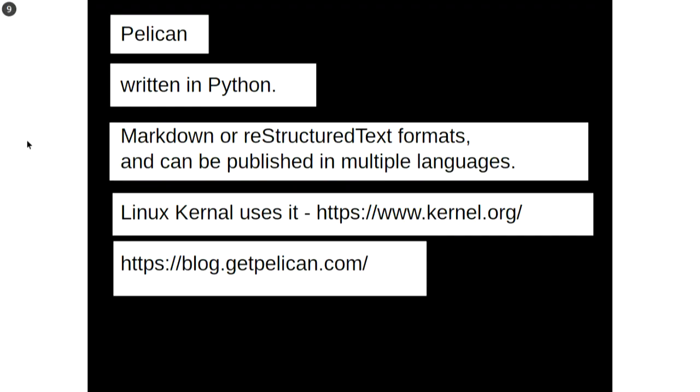Pelican, this is a Python static website generator. The Linux kernel uses it for their blog. Unfortunately, they don't have a logo. I was quite disappointed searching for a Pelican logo and couldn't find one. So they really need a logo. Pelican's very similar to Nikola, but the development is not as strong, and it doesn't have as many features. But some people like it though.